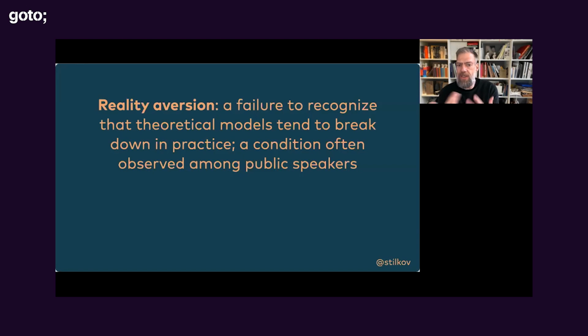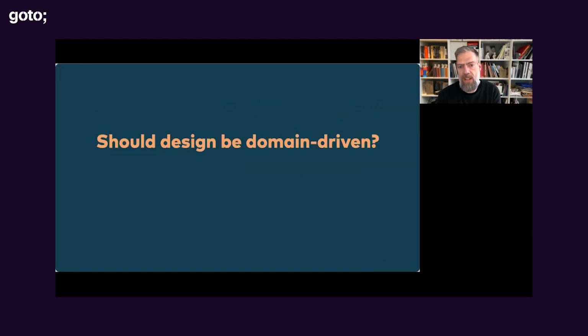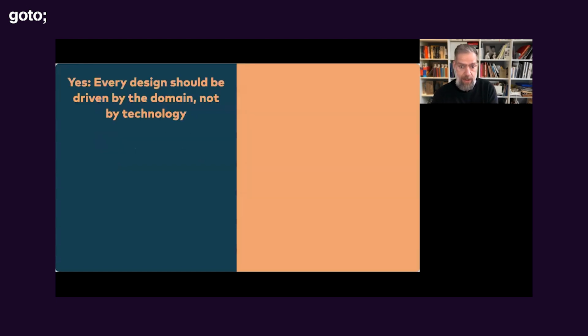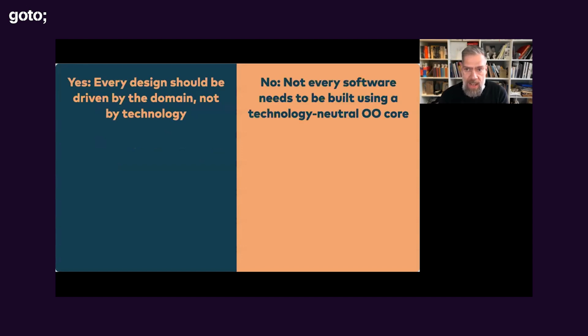So I think these are two different ways of talking about whether or not something should be domain-driven or not, right? So should design be domain-driven? Well, yes, of course, every design should be driven by the domain, should not be driven by technology. But if you understand something different when you hear domain-driven design, then I would say, no, not every software needs to be built using a technology-neutral, object-oriented core.